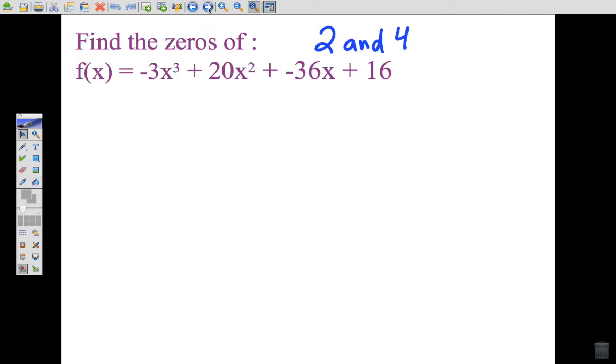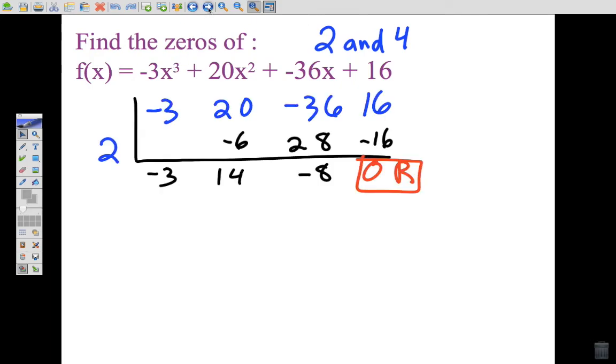We're going to use our process of synthetic substitution. We use the 2 first, pulling off each coefficient of each term, the negative 3 from the x cubed, the 20 from the x squared, the negative 36 from the x, and the 16 of the integer that technically has an x to the 0. We'll continue with our synthetic substitution process.